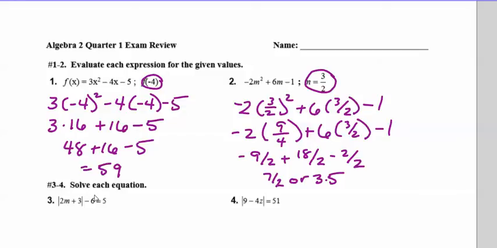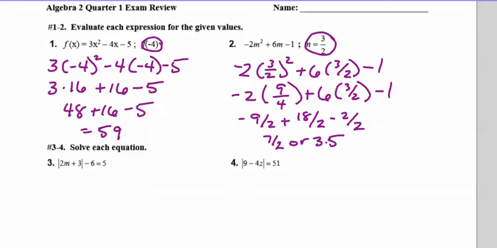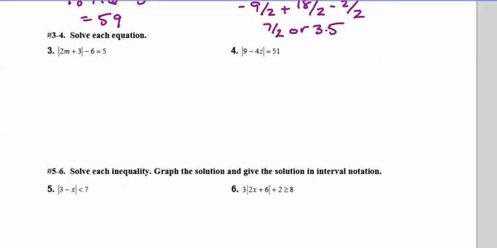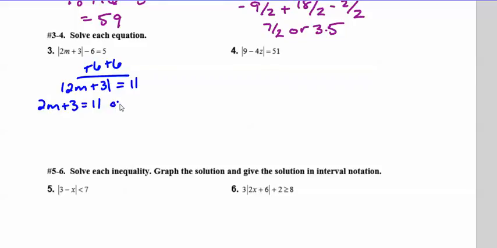Okay, moving on to absolute value equations. In absolute value equations, you need to get the absolute value all by itself before you write your two different equations. So to isolate the absolute value, I'm going to add 6 to both sides. And I have the absolute value of 2m plus 3 equals 11. Now you can write two equations. 2m plus 3 equals 11, or 2m plus 3 equals negative 11.